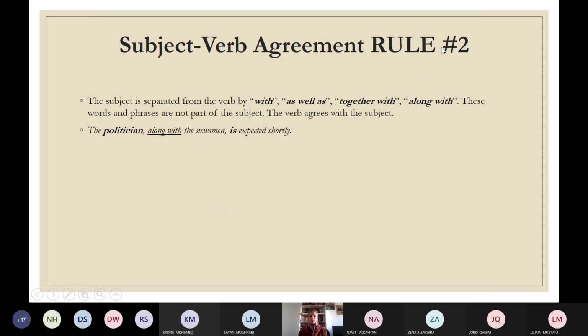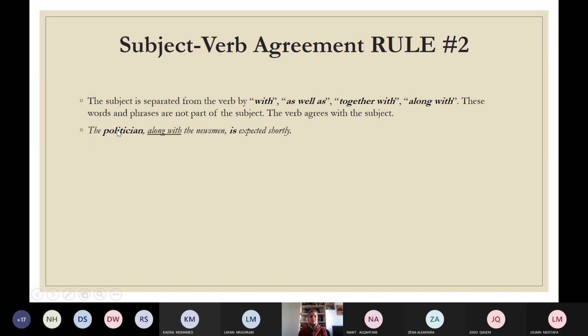Then we go to rule number 2. The subject is separated from the verb by with, as well as, together with, along with. If I find any of these between the subject and the verb, I don't look at these words. I just look at the subject and determine the verb. So if the subject is singular, the verb is singular, no matter what we say.